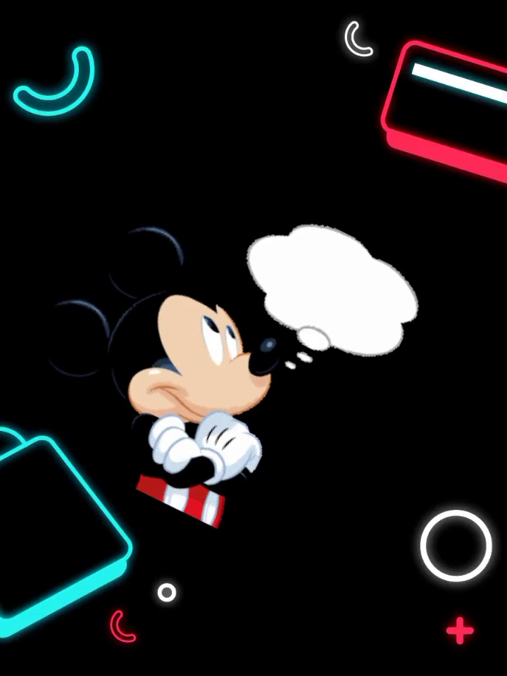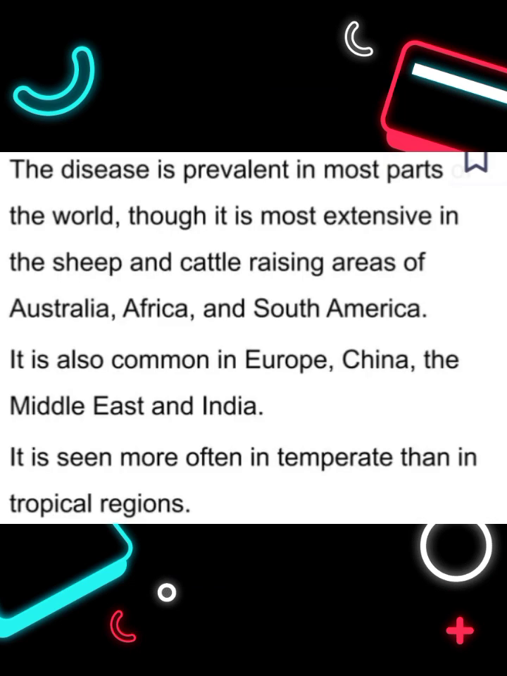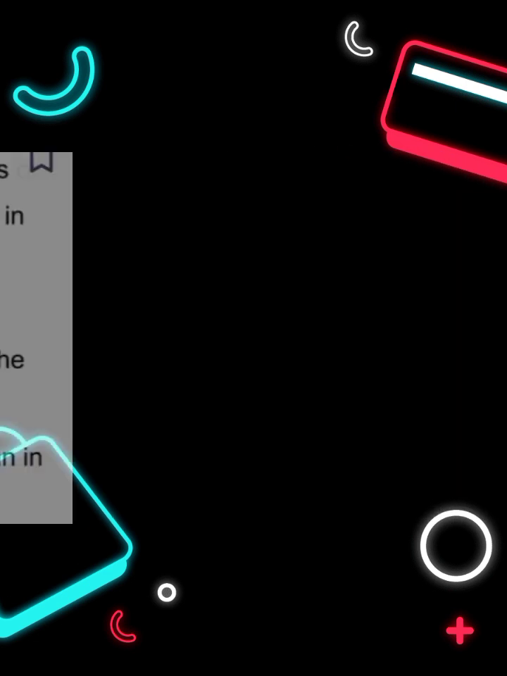To talk about the distribution, the disease is prevalent in most parts of the world, though it is most extensive in the sheep and cattle raising areas of Australia, Africa, and South America. It is also common in Europe, China, the Middle East, and India. It is seen more often in temperate regions than in the tropical regions.